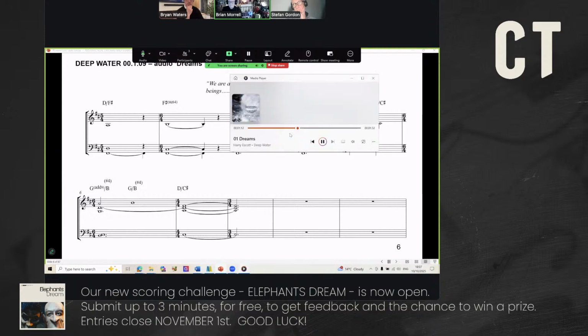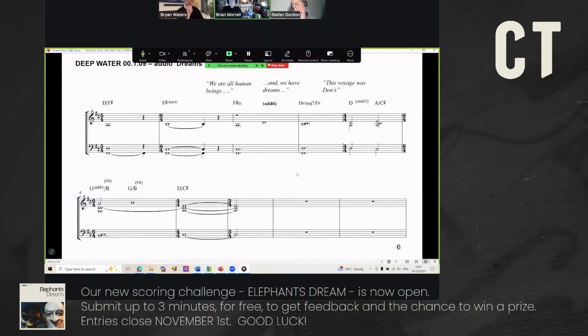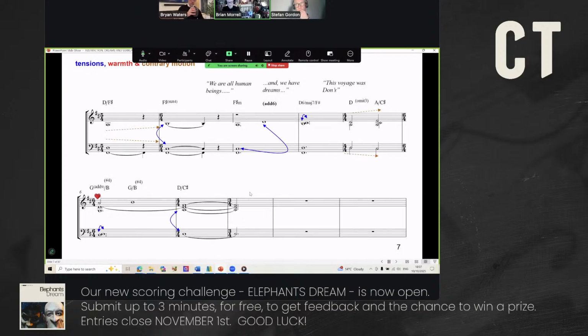Okay, I'm just going to stop there. I'm just going to go through this a little bit. Again, it's not particularly weird sounding music, but in context with the scenery, it is actually quite weird. If we look at some things that are going on, I've got these divided into things like tensions, warmth, and contrary motion.